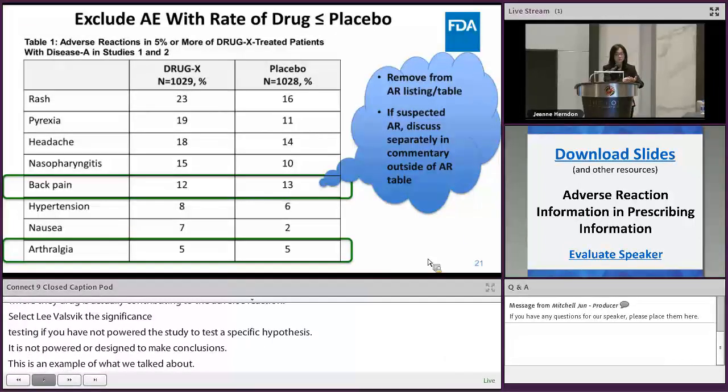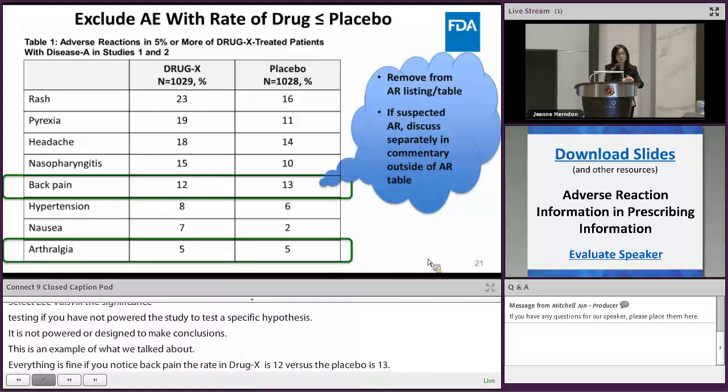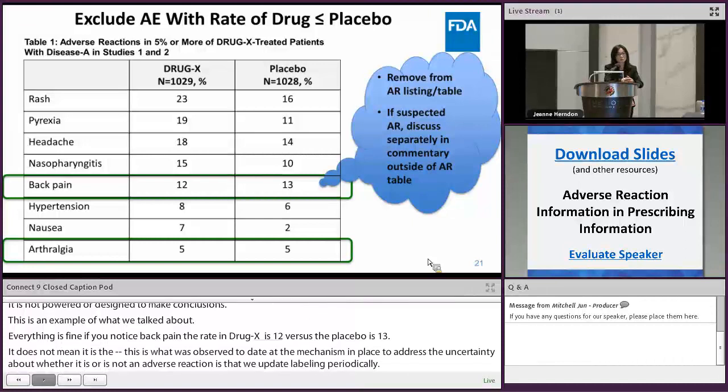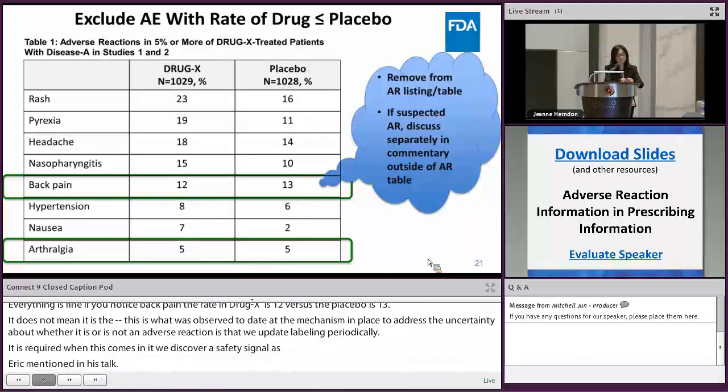Like we said, this is descriptive statistics, and this is just what was observed to date. And the mechanism in place to address this uncertainty about whether it really is or isn't an adverse reaction is that we update labeling periodically. It's required that when new information comes in and you discover a new safety signal, as Eric mentioned in his talk, that labeling be updated. So as soon as you have any hint of back pain actually being an adverse reaction, then you would add it at that point. So excluding it here is not to say that it doesn't exist as an adverse reaction. It's just that you have no evidence yet to include it.